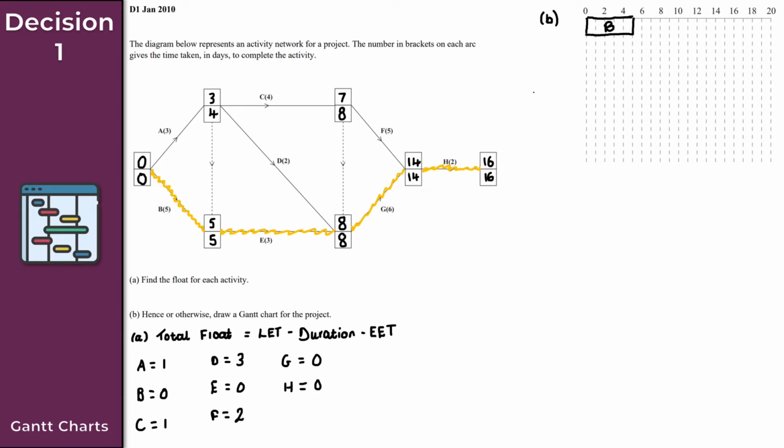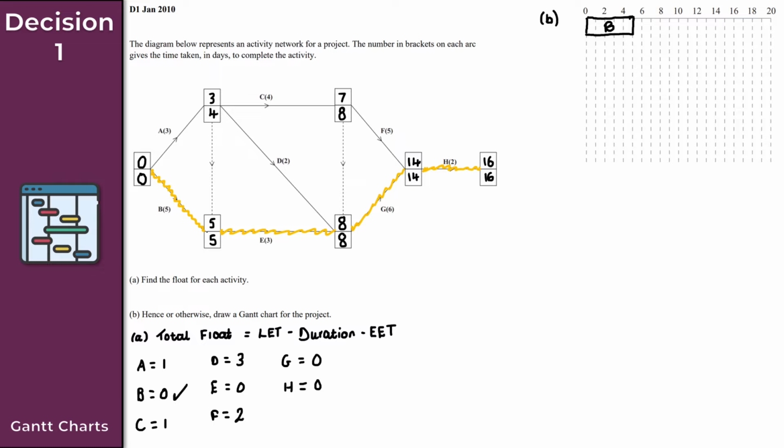Again, in an exam, please do use a ruler. Don't be lazy like me. Just use a ruler. It doesn't take too much time, right? So this here then is activity B. As we can see, that goes up to 5 days here on this diagram. Okay. So I'll give that a tick here, just to indicate that I've dealt with it on the Gantt chart.